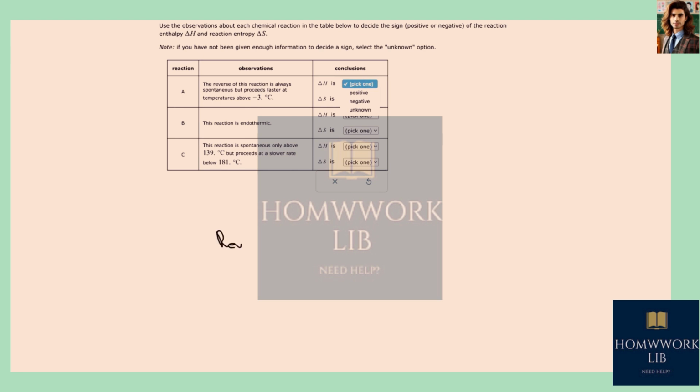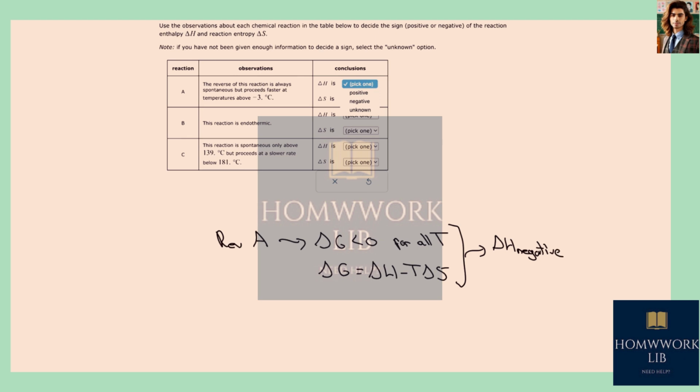So that means that the reverse reaction of A is going to have a delta G lower than zero for all temperatures. Thus, since delta G is equal to delta H minus T delta S, for the reverse of the reaction, delta H is going to be negative and delta S is going to be positive. So the reverse is going to be an exothermic reaction with positive delta S.